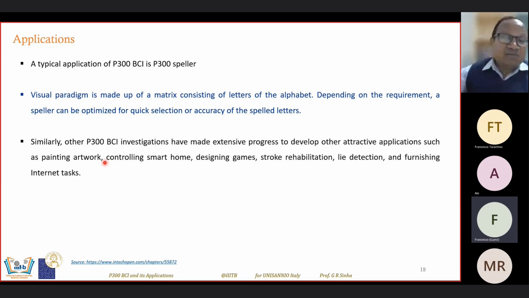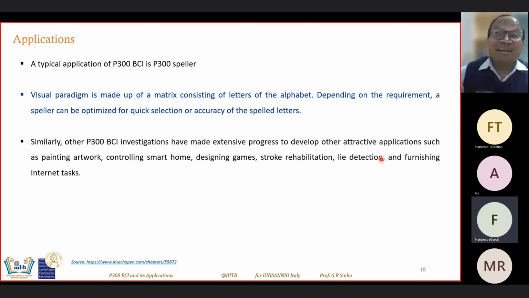So that work I have seen done by a few professors at MIT, where the painting work was tested for demonstrating error correction in the robotic application. Controlling a smart home, I have already talked about. Designing games, stroke rehabilitation, lie detection. A very popular application of P300 is lie detection.